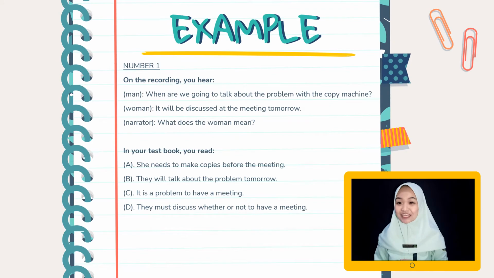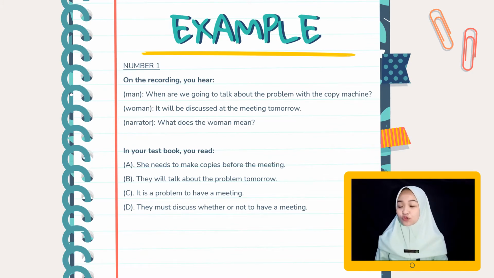To better understand skill 4, which is passive, in listening comprehension part A, I will discuss some of the questions with the explanation. Example number 1. On the recording you hear, "Man: When are we going to talk about the problem with the copy machine?" Woman: "It will be discussed at the meeting tomorrow." Narrator: "What does the woman mean?"